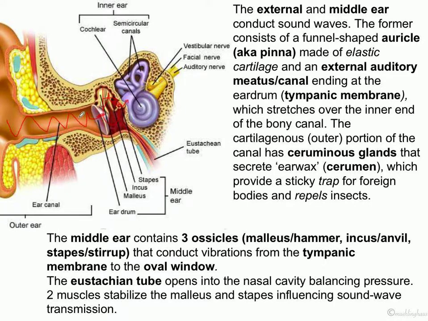We also have earwax glands. You notice maybe sometimes you have earwax, and we'll take that out. And that's made by ceruminous glands, because earwax actually means cerumen, if we use a technical term for it. And that's cool because that's a sticky trap for foreign bodies and it repels insects. So it actually keeps the ear canal clean.